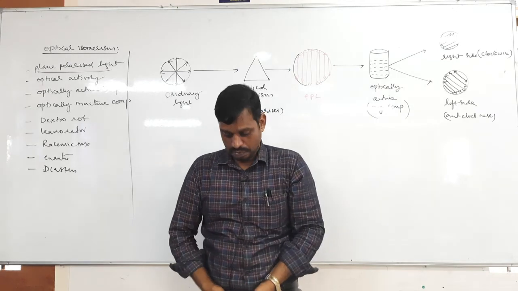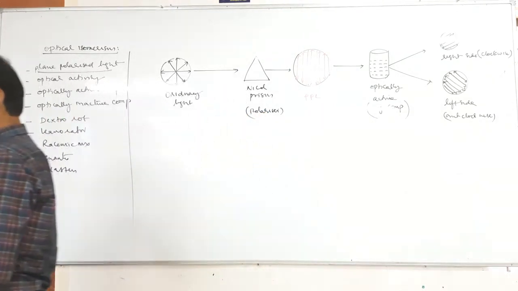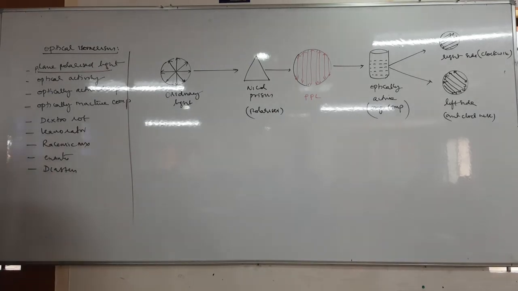First write optical isomerism. The organic compounds which have the same molecular formula but differ in direction of rotation of plane polarized light are called optical isomers, and this phenomenon is called optical isomerism.